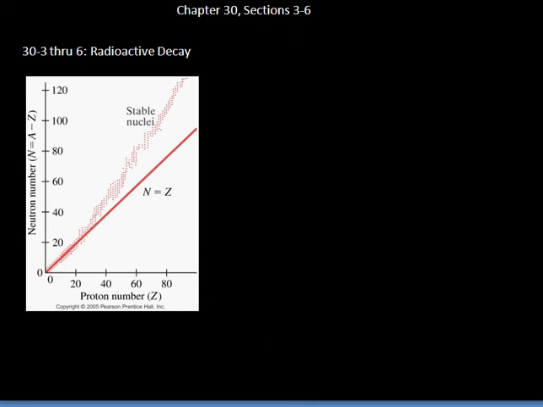Chapter 30, sections 3 through 6. This is an overview of radioactive decay, which is one form of nuclear reaction, which is the main idea that you need to know about.